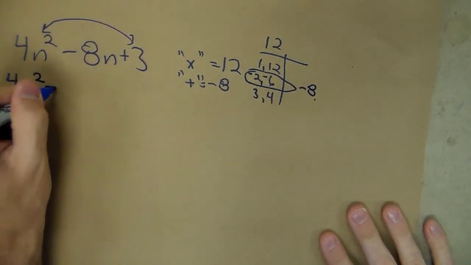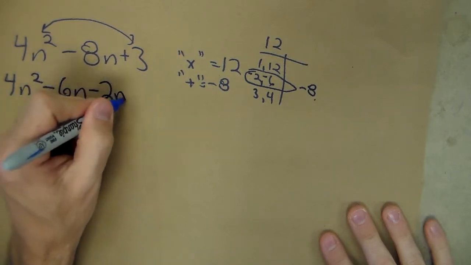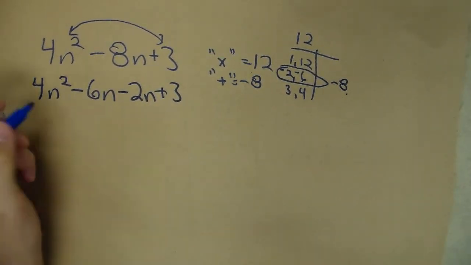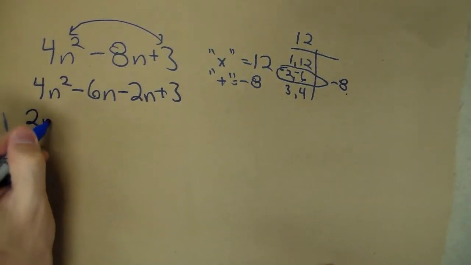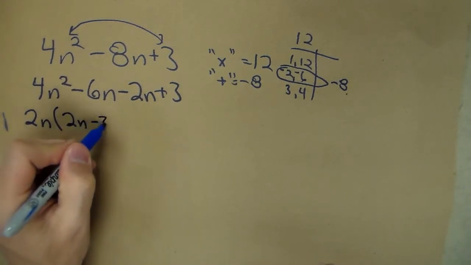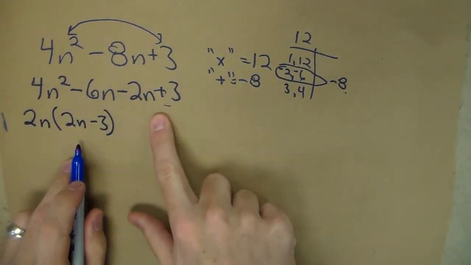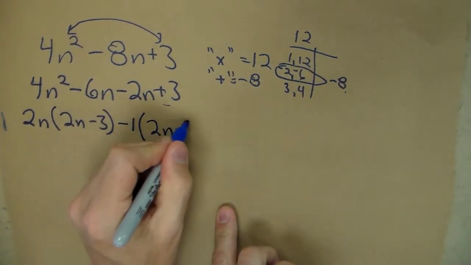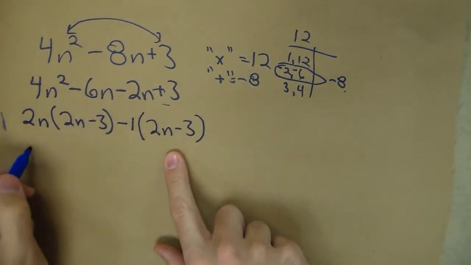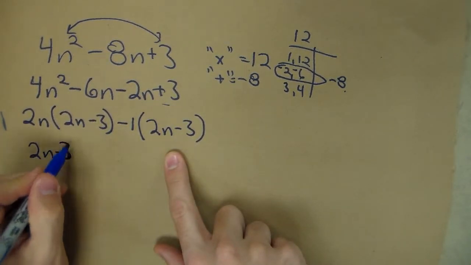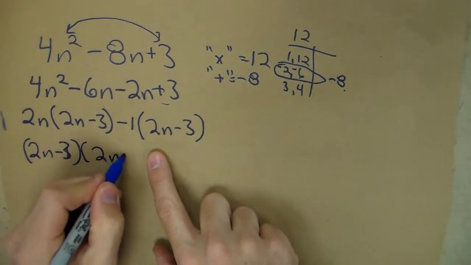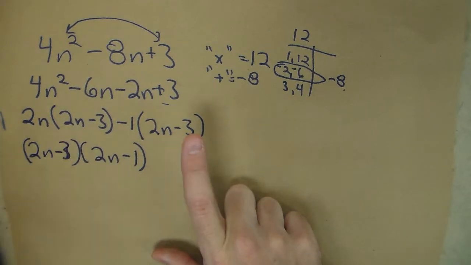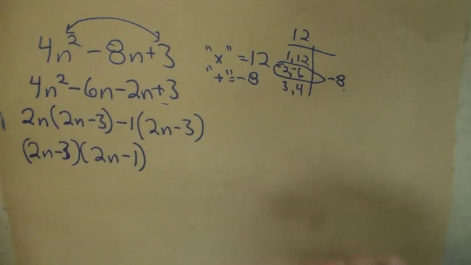We get 4n squared minus 6n minus 2n plus 3. Doesn't matter which order we write those in, it'll still work. I'm going to factor out a 2n. We have 2n minus 3. I want this to be the same, so I can't just leave it as it is. I'm going to factor out a negative 1. Makes it 2n minus 3. They match. 2n minus 3. What's left over? 2n minus 1. If these didn't match, we didn't do it correctly, and we can't do that. You're gonna have to go back and fix something, or maybe it's not factorable.